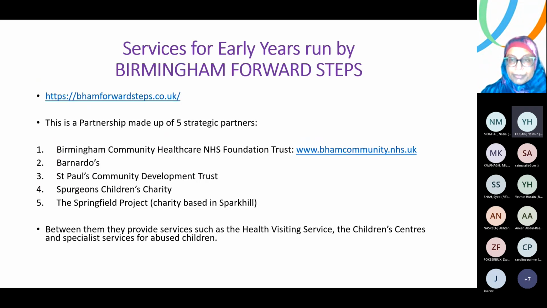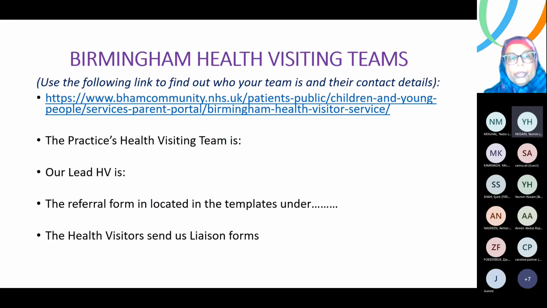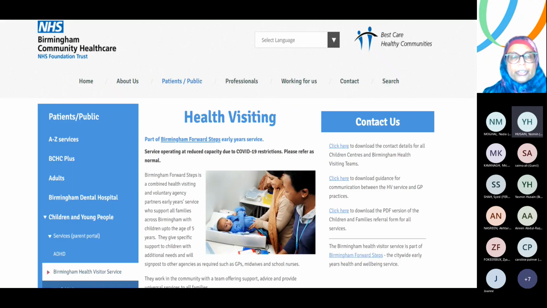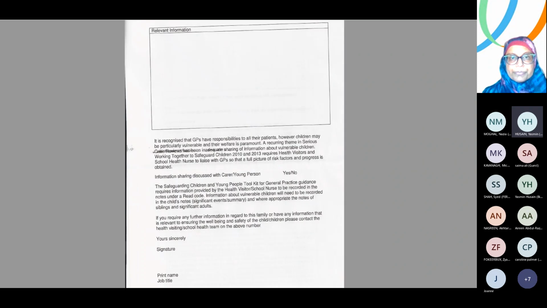We've got the Birmingham Forward Steps, who run the health visitors and the children's centres and other services for children. So make sure that your new member of staff knows about the health visiting team, that you've got an allocated health visitor, and that you're having meetings at least every quarter, if not more often. Who is the team? Who is the lead health visitor? Where's the referral form kept? So there's a screenshot of the website, the referral form, and health visitors also send us these liaison forms when they've got information for us.